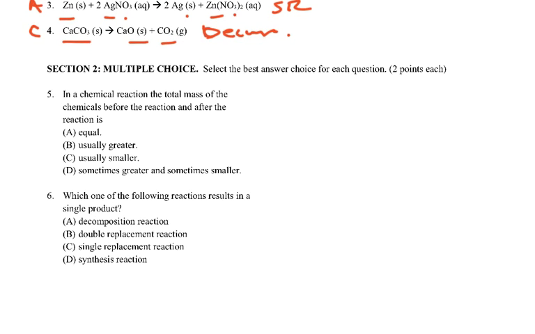Next one here. Chemical reaction, the total mass of the chemicals before and after the reaction are always equal. We're talking about the same chemicals before and after, they're just mixed up. So before and after, and that's called the law of conservation of mass.